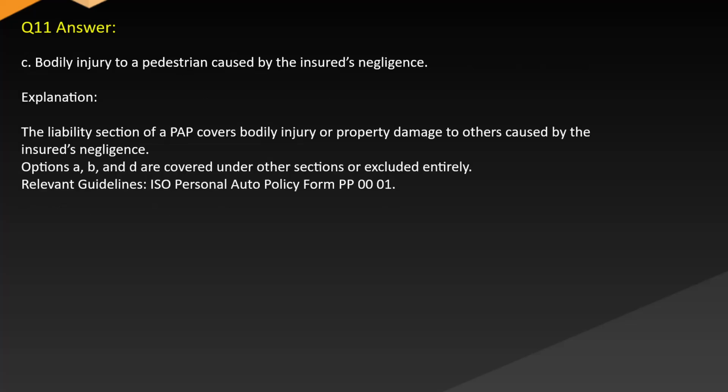Answer: C. Bodily injury to a pedestrian caused by the insured's negligence. Explanation: the liability section of a PAP covers bodily injury or property damage to others caused by the insured's negligence. Options A, B, and D are covered under other sections or excluded entirely. Relevant guidelines: ISO Personal Auto Policy Form PP01.